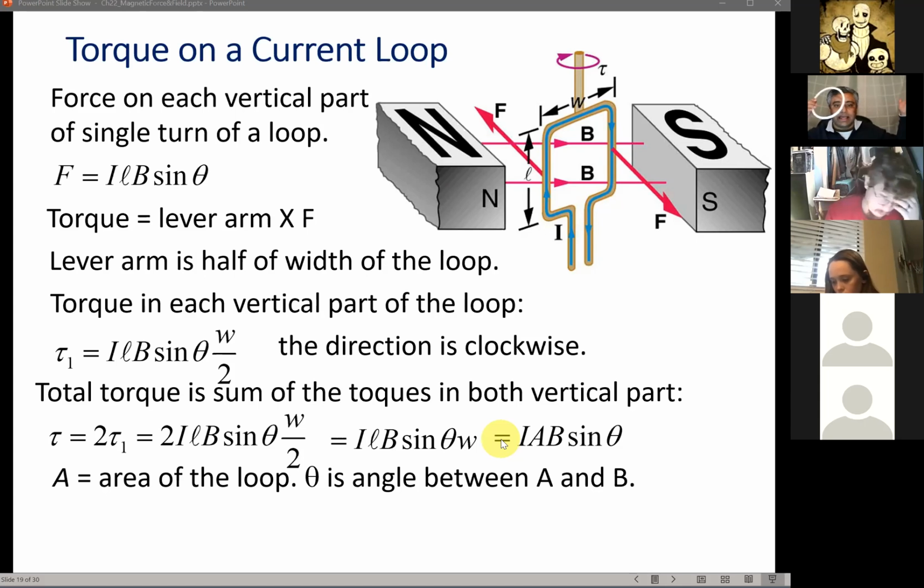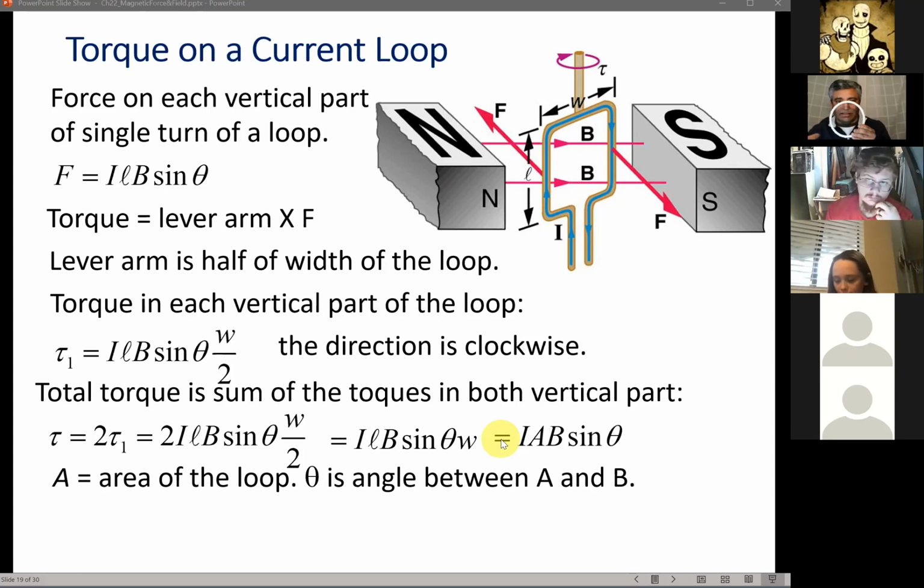Now, what is A? What is the direction of A? Now, that's tricky. Its direction could be going this way or this way. Okay, the area vector is always going to be perpendicular.